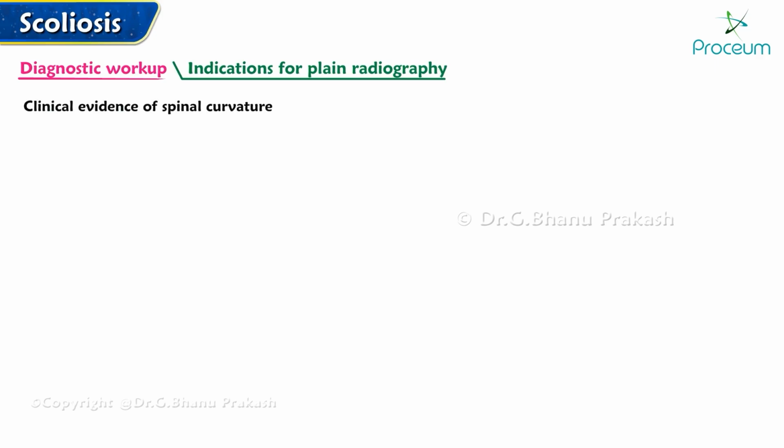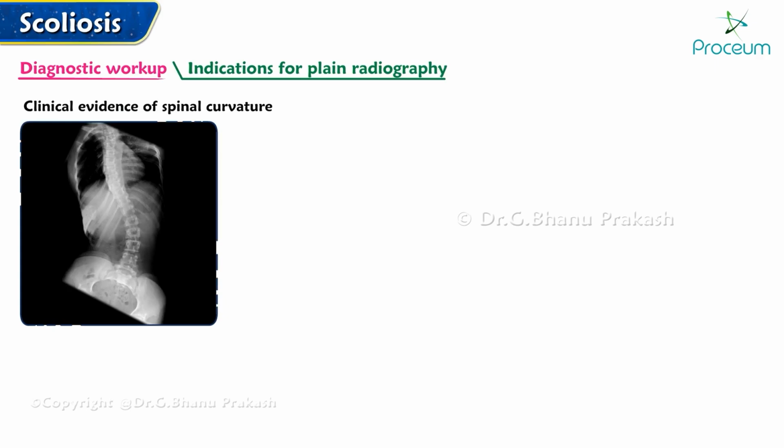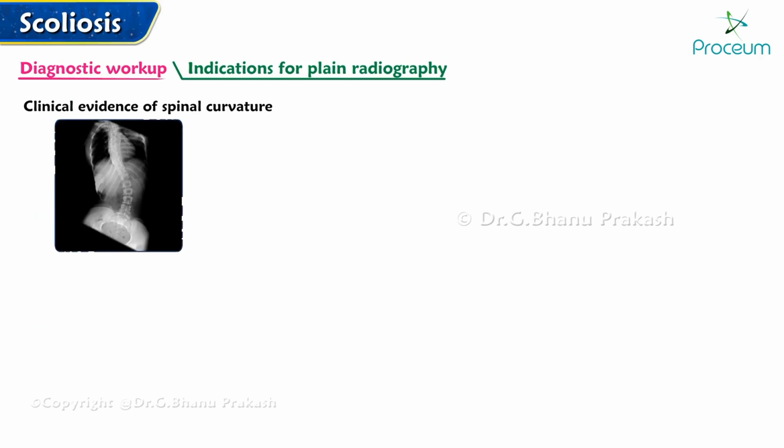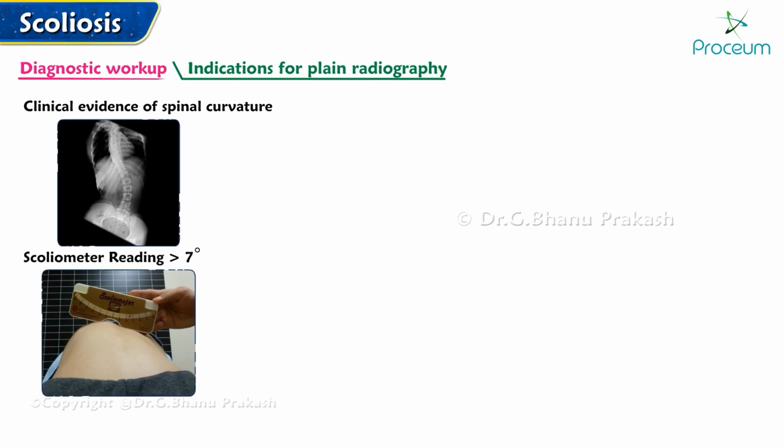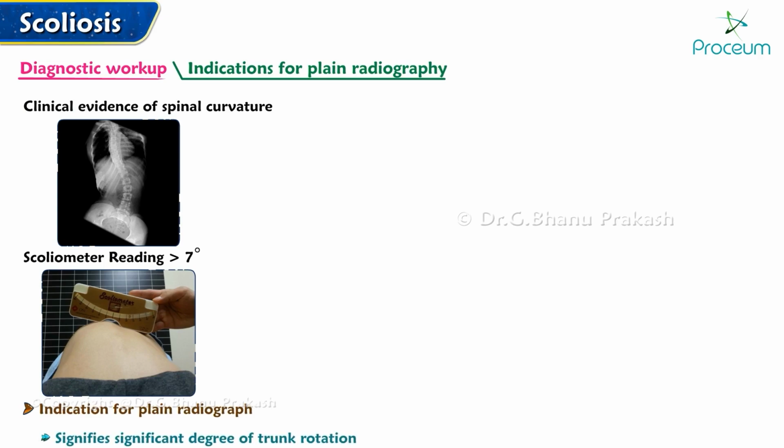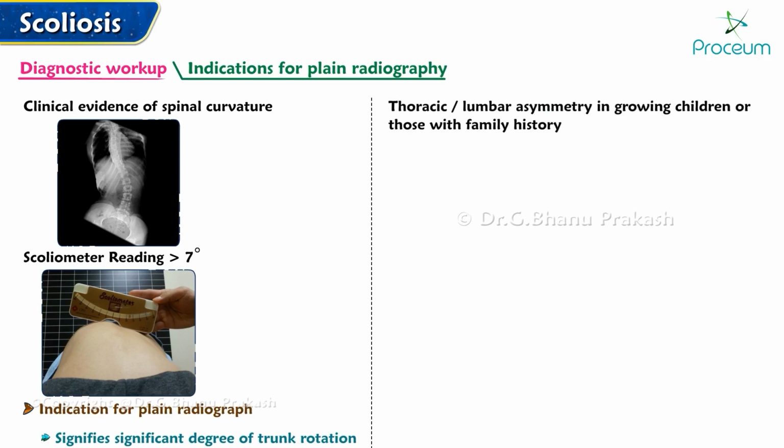Clinical evidence of spinal curvature. If the physical examination reveals signs of spinal curvature, plain radiography should be performed for confirmation and further evaluation. Scoliometer reading greater than 7 degrees, generally regarded as an indication for plain radiography, as it signifies a significant degree of trunk rotation. Thoracic or lumbar asymmetry in growing children or those with a family history.